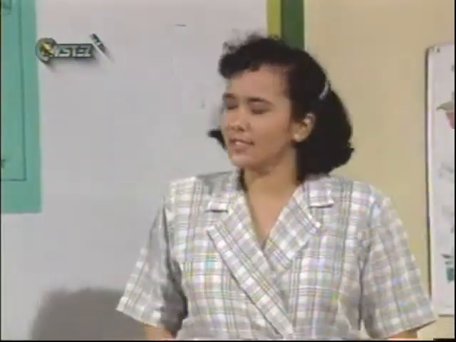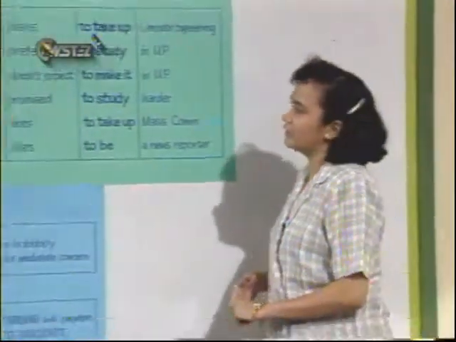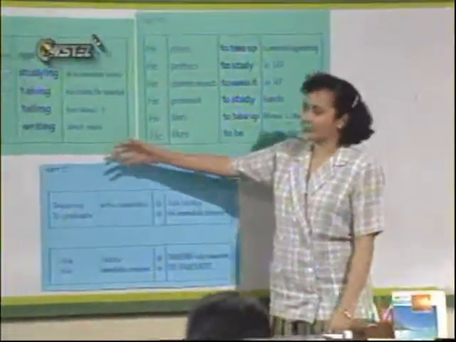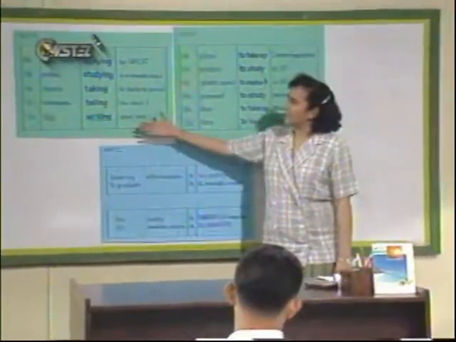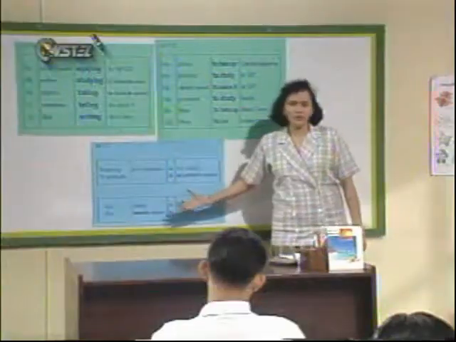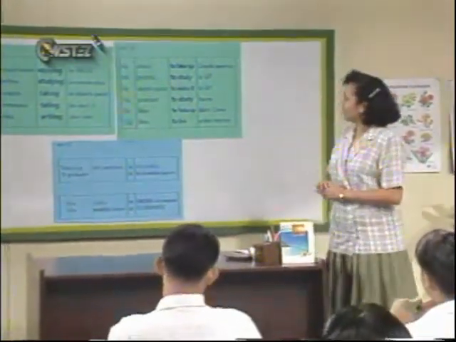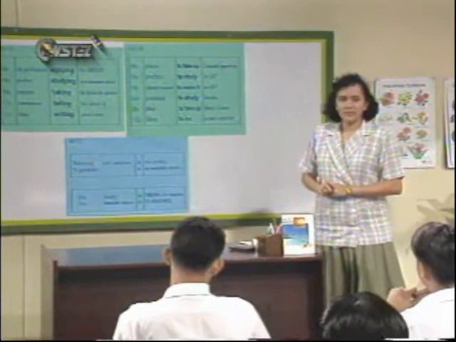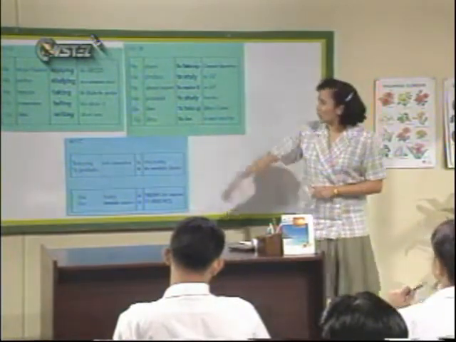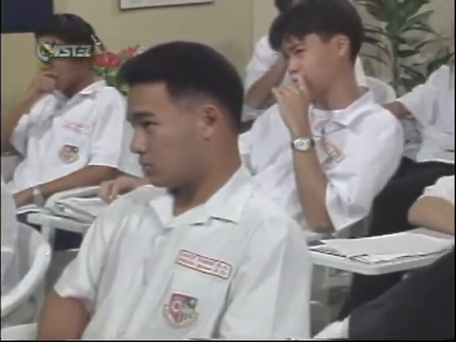Okay, class, let's try to look at the answers you've given. As you notice, I have grouped them into three sets: Set A, Set B, and Set C. What do you think is the basis of my grouping? I want you to think about it. Try to go over the sentences.